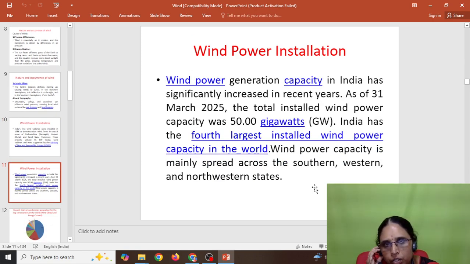And wind power installation. Wind power generation capacity in India has significantly increased as of 31st March 2025. The total installed wind power capacity is 50 gigawatts. India has the fourth largest installed wind power capacity in the world.